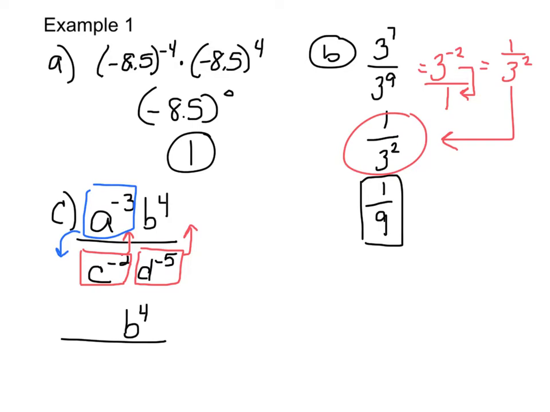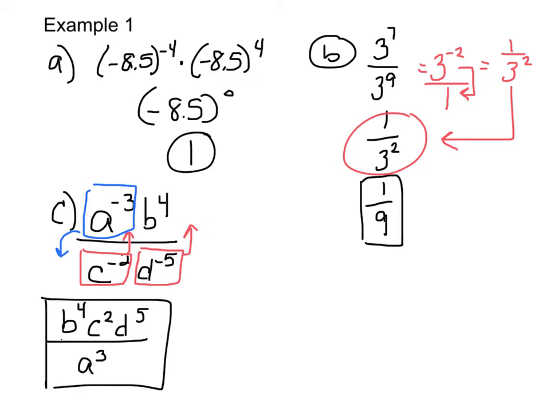So on top, we would have c squared, d to the 5th, and then b to the 4th is going to go on the front. On the bottom, a to the 3rd. Notice that the c term, the d term, and the a term all flipped because they had negative powers. So let's do another example.